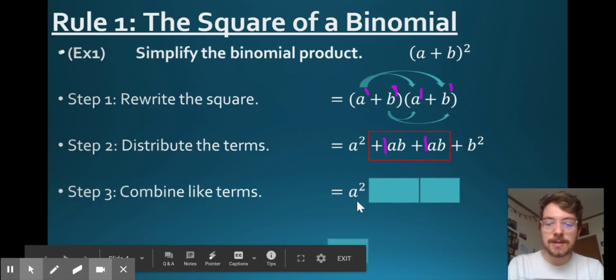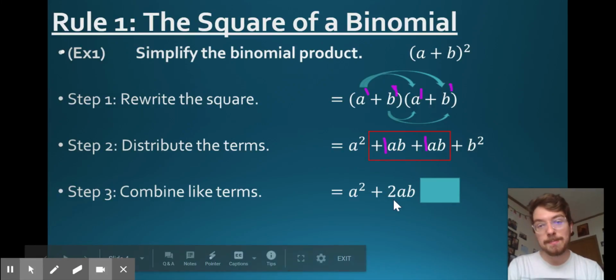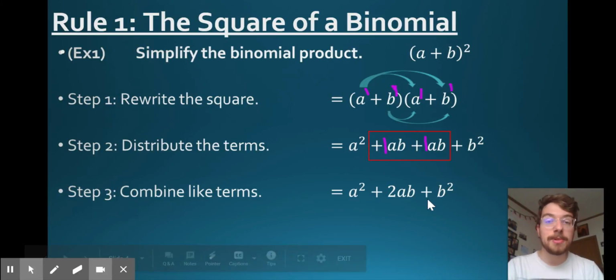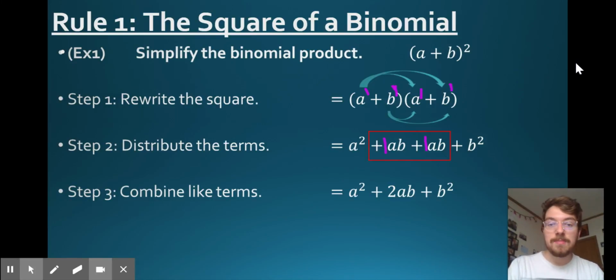So my whole answer, I'm going to bring down my a to the second power because nothing happened at all. There was nothing I could combine it with. But then in the middle, I'm going to have 2ab because I added a 1 and a 1. And then to top it off, I bring down my plus b squared because there was nothing I could combine that with. So we've got another weird, disgusting mess, but this is where the important part comes from.